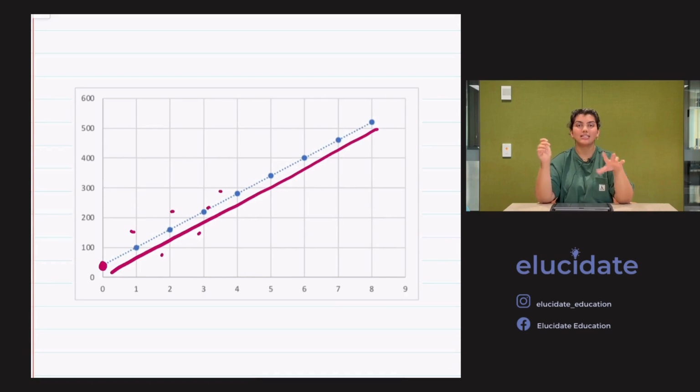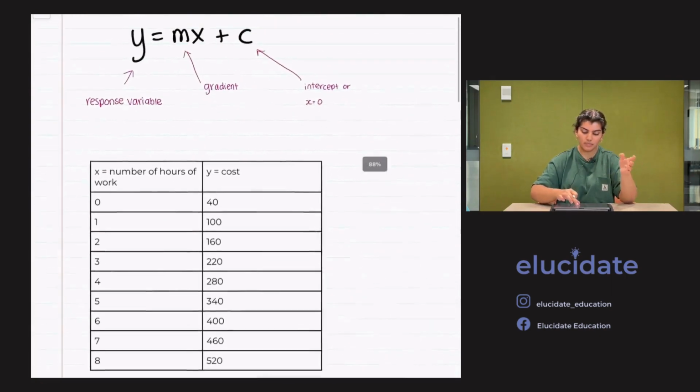All right, now let's say that you're trying to find the equation, the y equals mx plus c equation, for this particular example. Now we know what, so let's look at it again.